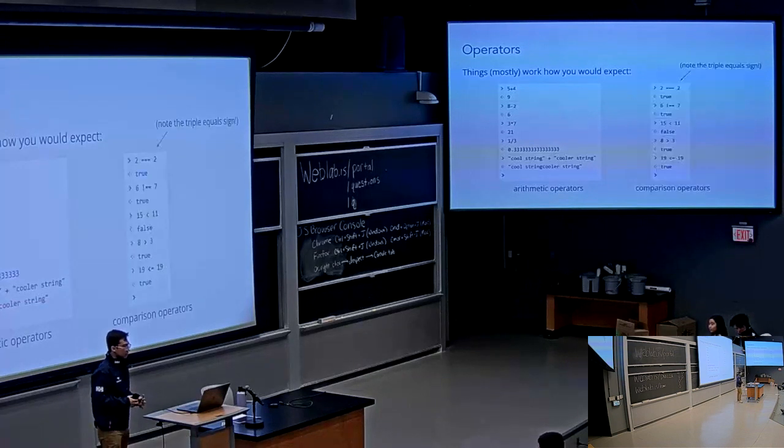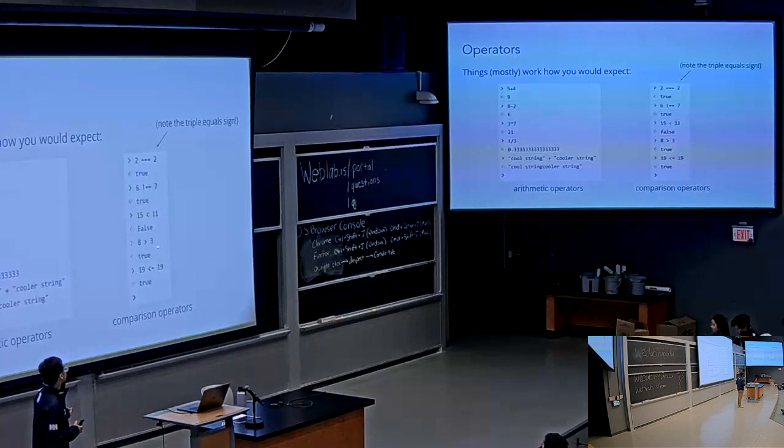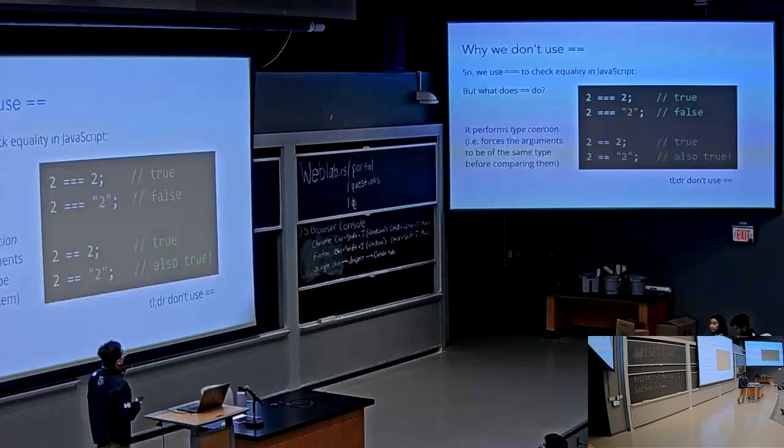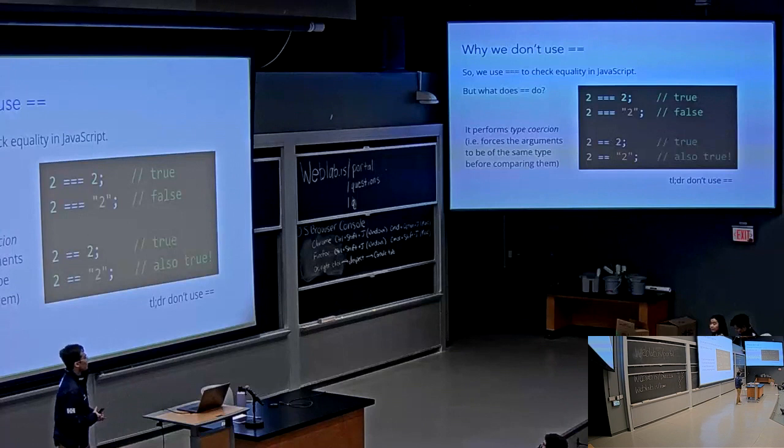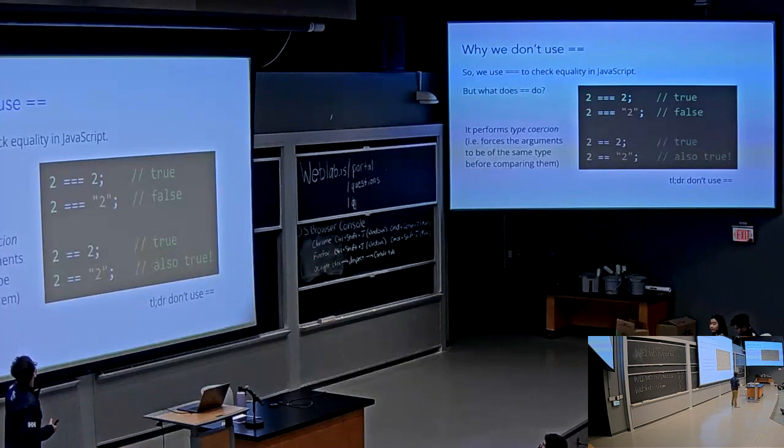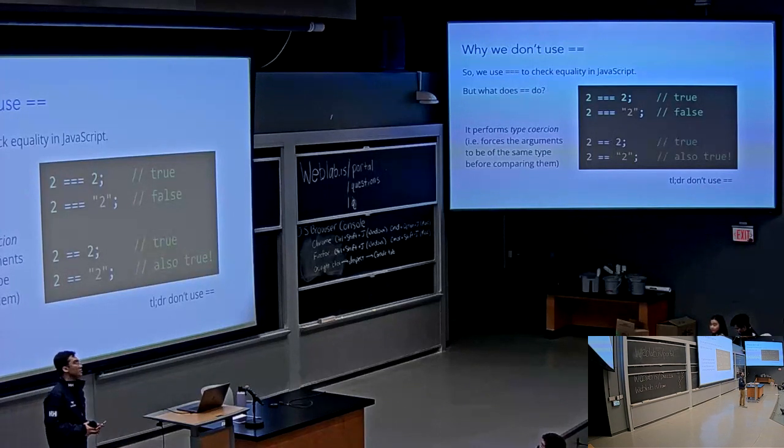We also have comparison operators. So we have equals, not equals, less than, greater than, and less than or equal to. We also have greater than or equal to. And note the triple equal sign. So in JavaScript, why don't we use double equals? We use triple equals to check equality in JavaScript.